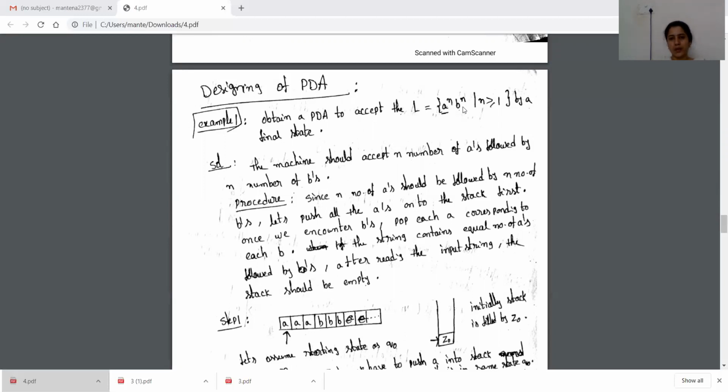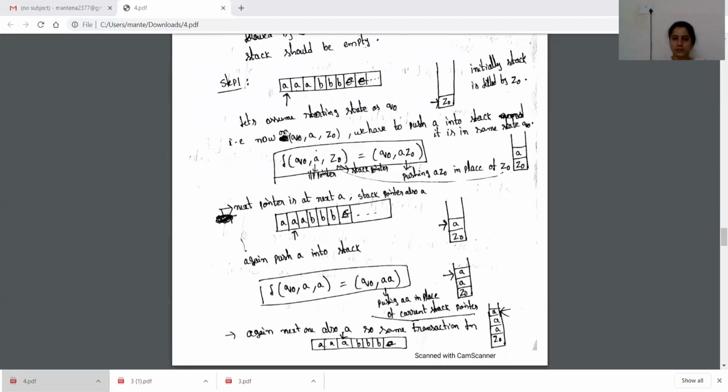For each B, pop one A from the stack. So first push all A's into the stack till you get B's. Next, for each B, pop one A from the stack. If you do it like this, and the number of A's and number of B's are the same, then after reading the whole string, the stack contains only Z0. So that is the logic we use.